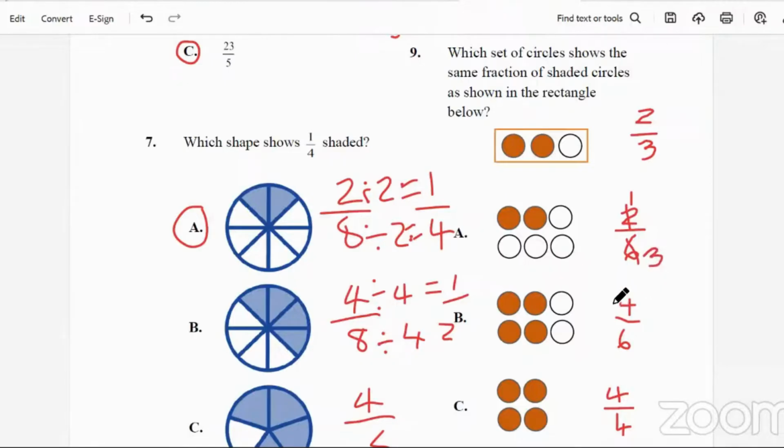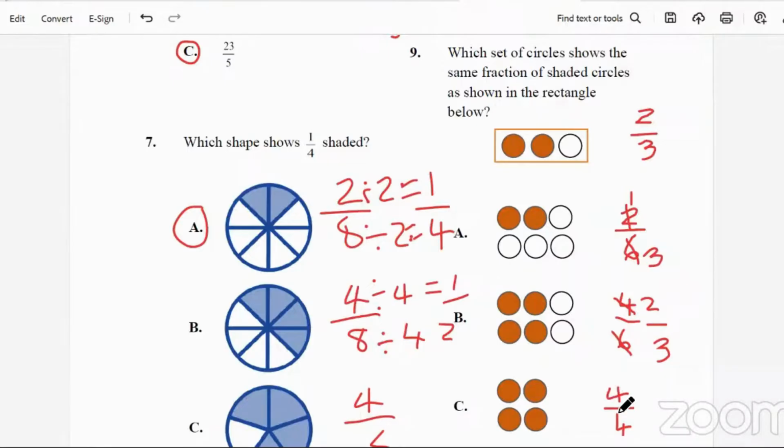All right, for this one, I'm going to be reducing it by 2. That's the common factor of both the numerator and the denominator. So 4 divided by 2, that's 2. And 6 divided by 2, that's 3. Okay, so 2 over 3 again. So I'm seeing the similarity there with B. So B seems to be the answer.